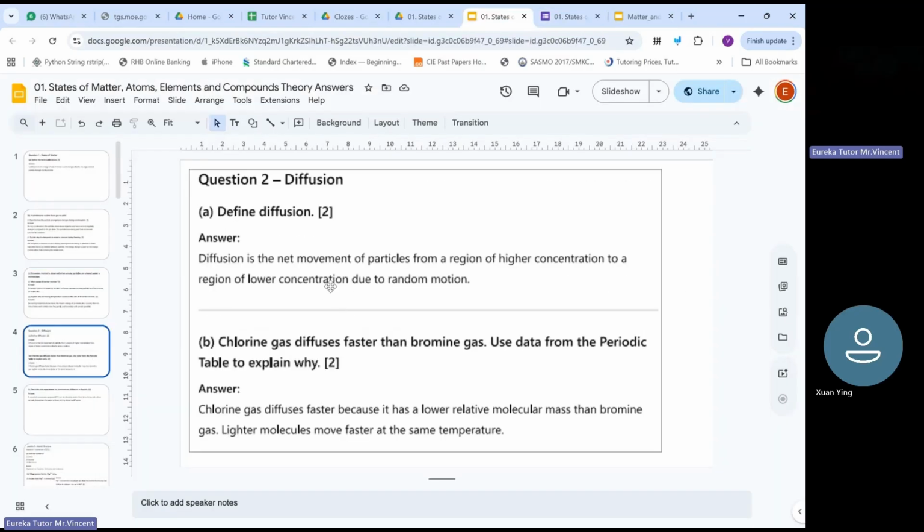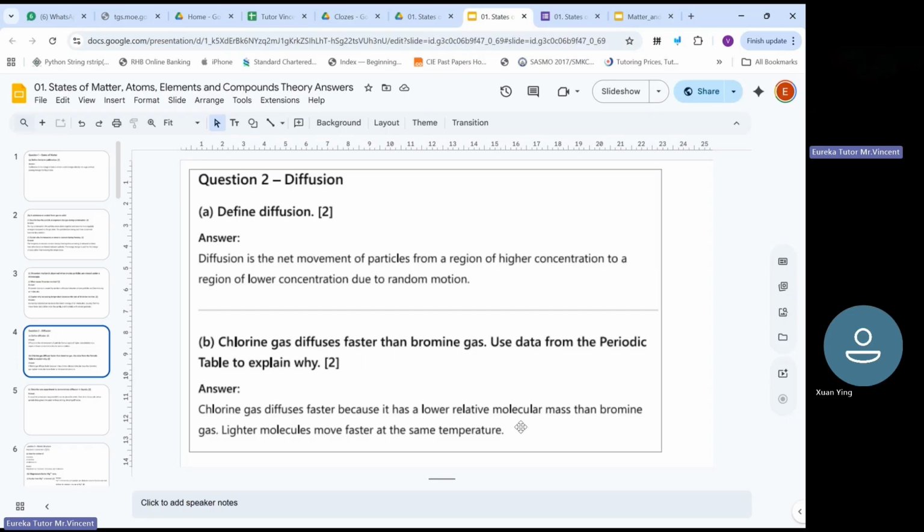Diffusion, what do we call it? It is a definition, right? So you just memorize it. It's the net movement of particles from a region of higher concentration to a region of lower concentration due to random motion. And then the chlorine gas diffuses faster, right? Because it has a lower relative molecular mass. Please use the chemistry term to explain. Lower relative molecular mass than bromine gas.